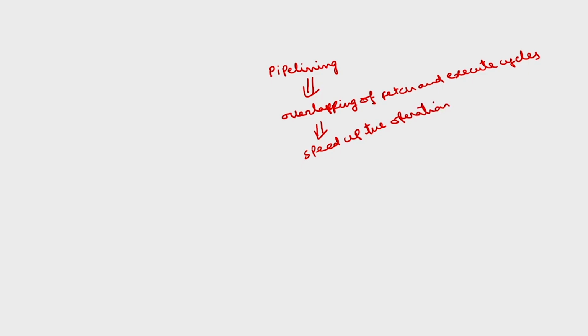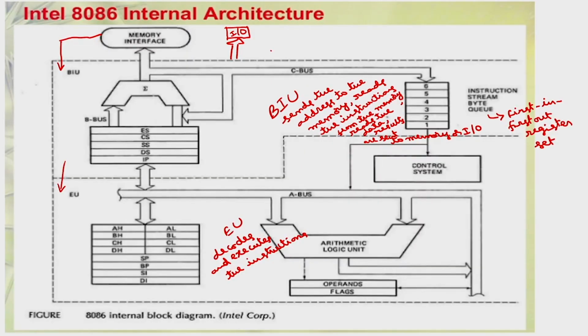This is the advantage of this 6 byte instruction queue. While the microprocessor is executing the first instruction, we can store 6 bytes here. So now the microprocessor will take the instruction from the instruction queue, and the next instruction will be fetched into the instruction queue.